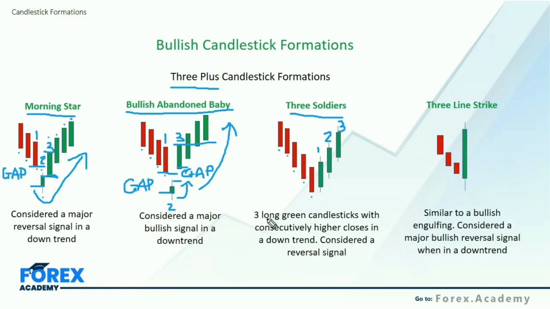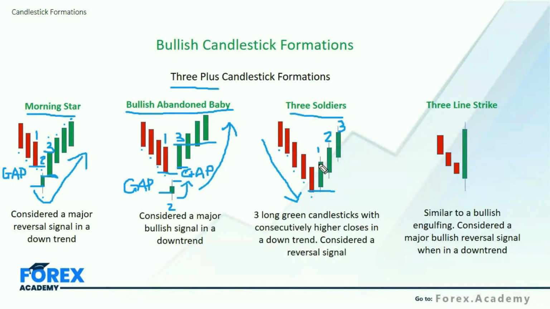So what we're looking for here is three long green candlesticks with consecutively higher closes in a downtrend, and this is considered a significant reversal signal in this market. So we're getting really quite significant price moves to the downside, but then this particular market fails to make a new low, and we actually start printing three consecutively higher, long green candlesticks.